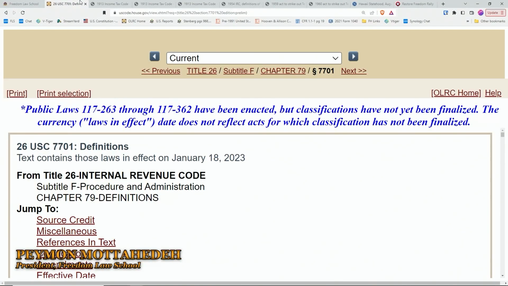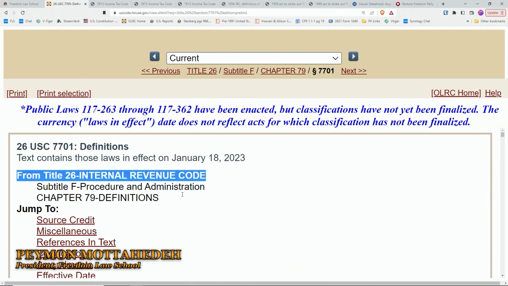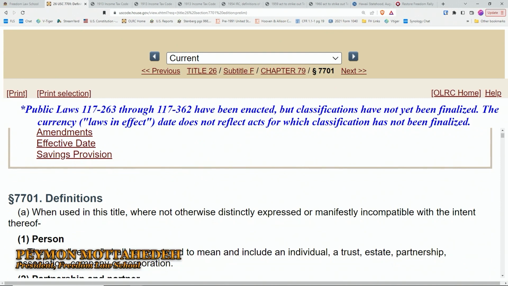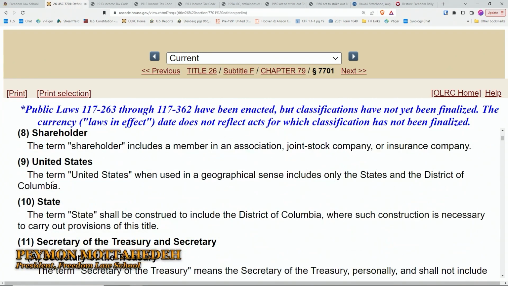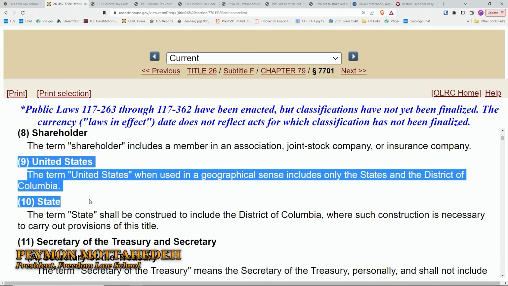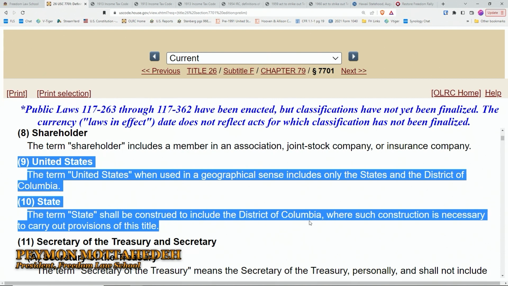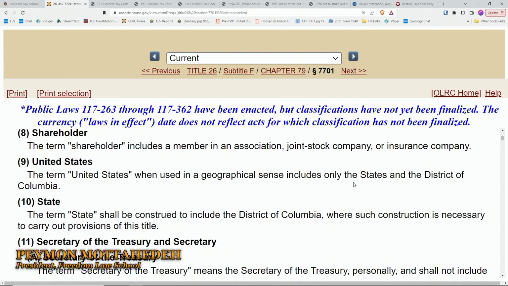I'm going to now take that back 100 years. Let me refresh you. Title 26, Internal Revenue Code, Section 7701. When using this title, United States, as you've seen before, only includes the District of Columbia, plus state, which is also District of Columbia. So it's clear that D.C. is what we're talking about when you say the term United States.